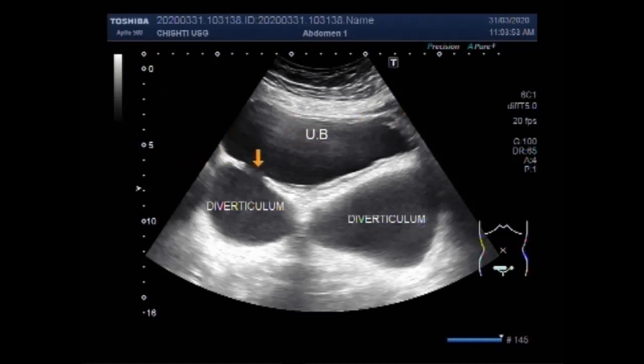Now you can see the labeling and this is the communication between the urinary bladder and the diverticulum.